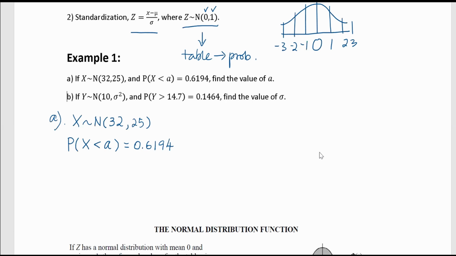When you have a question like this, where you are given the probability, you are going to use the table in reverse. So how do we do that? Now I'm going to show you the steps. First, you must always start to standardize it. So a must minus the mean, divided by the standard deviation. So don't forget, it's the standard deviation, so you must square root the variance.